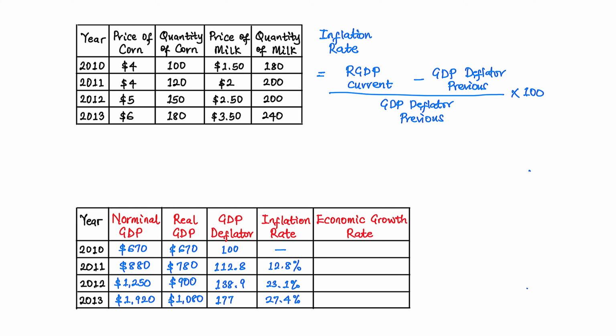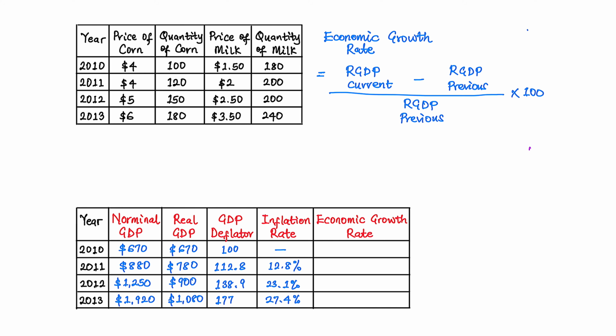So this means economic growth rate equals real GDP of the current year minus the real GDP of the previous year divided by the real GDP of the previous year, everything multiplied by 100. That will give us the economic growth rate for that year.